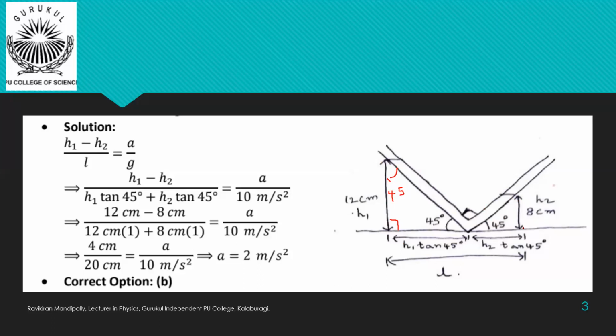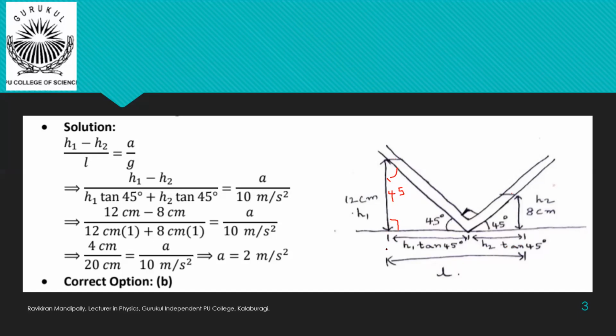But if you want to apply the formula which we mentioned, (H1 minus H2) by L is equal to A by g, you should know L. L is the distance between these two surfaces, means from this end to this end, horizontal distance. So that distance we have taken here using trigonometry. This we have written as H1 tan 45, this as H2 tan 45.